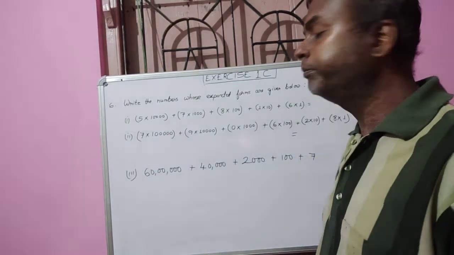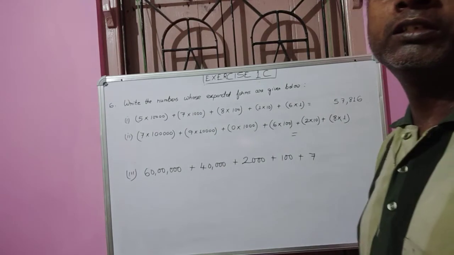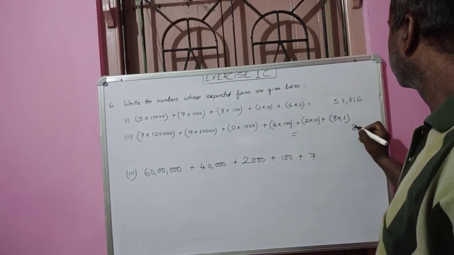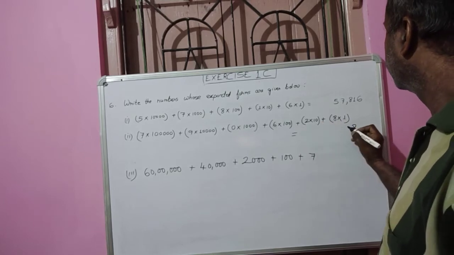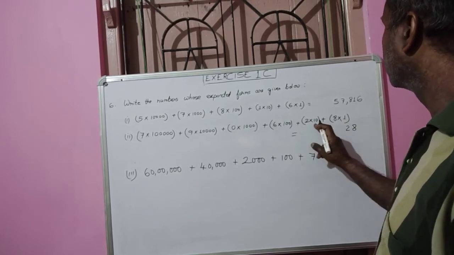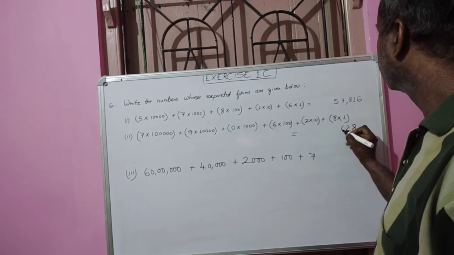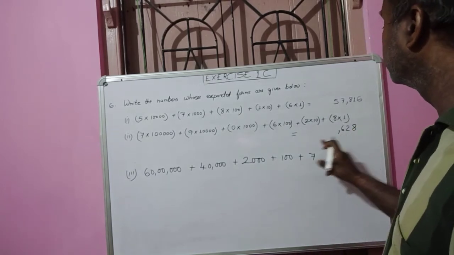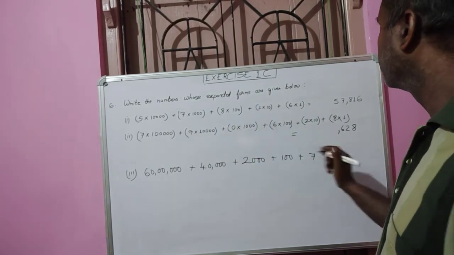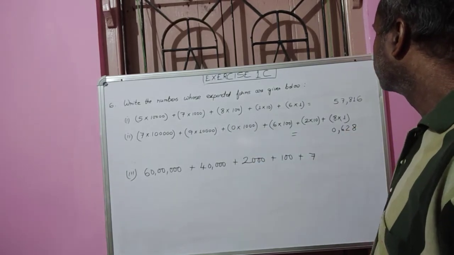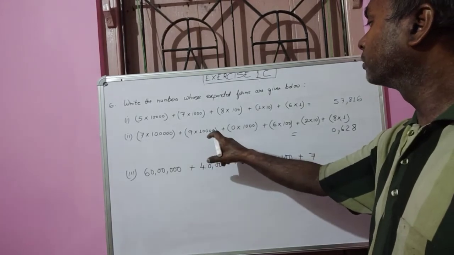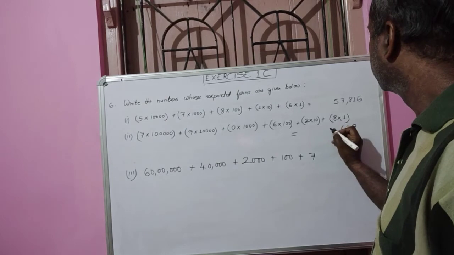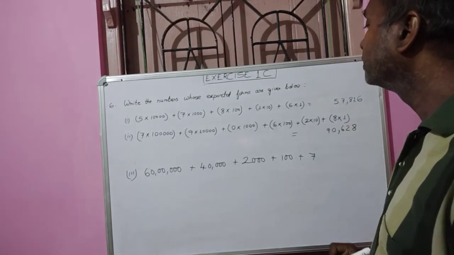Coming to the next. Here also expanded form. We'll start with the extreme right side. In the right side you have 8 in one's house. 2 is there in tens house, so 2 will be written in tens house. 6 is there in hundreds house. After that we'll have a comma. Then comes 0. 0 is there in thousands house. Counting 1, 10, 100, 1000, 10,000, 9 is there in 10,000's house.